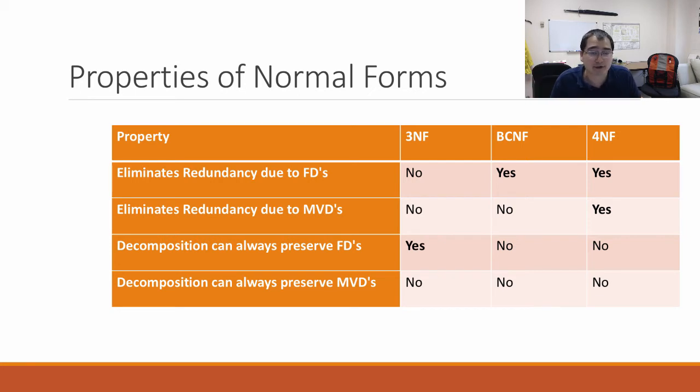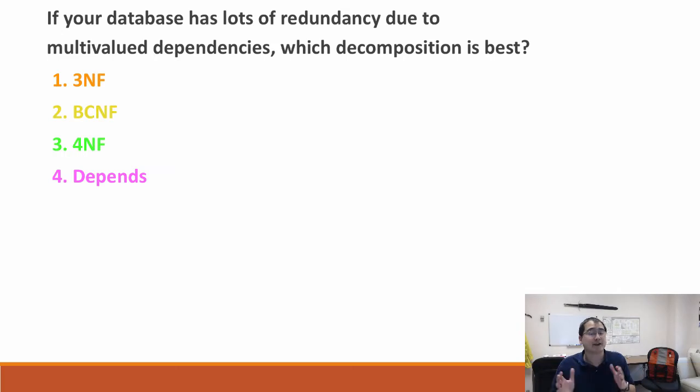Okay, so multiple choice question time, because once again, if you don't remember any other details, just remembering what are the properties of each of these normal forms, you can always come back to this class or some other textbook to look at what are all the normal forms, how do you check if you're in normal forms, how do you convert your relation into those normal forms if you want those particular properties. So if your database has lots of redundancy due to multi-valued dependencies, which decomposition should you do? The one that you should do is the only normal form that I talked to you about that reduces redundancy due to multi-valued dependencies. That's fourth normal form.